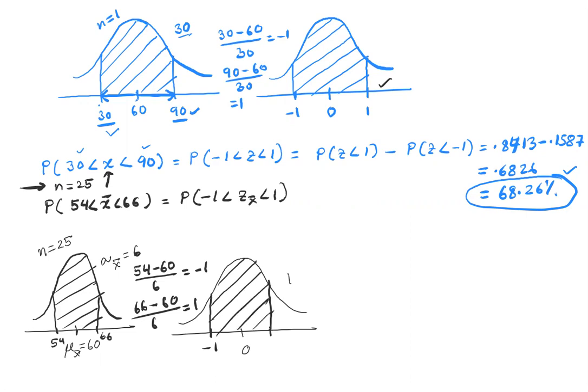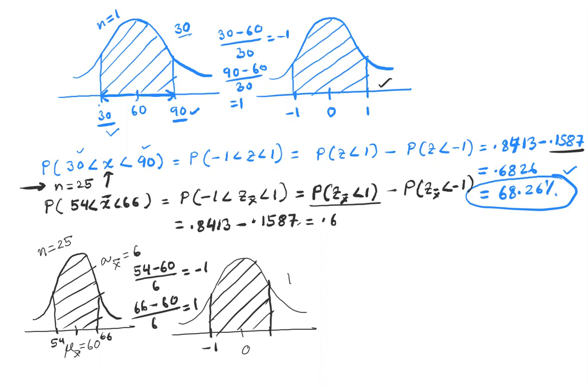this, which is the probability of Z sub X bar less than 1 minus the probability of Z sub X bar less than -1, meaning, again, the same thing, 0.8413 minus 0.1587, which is going to be 0.6826, which is 68.26%.